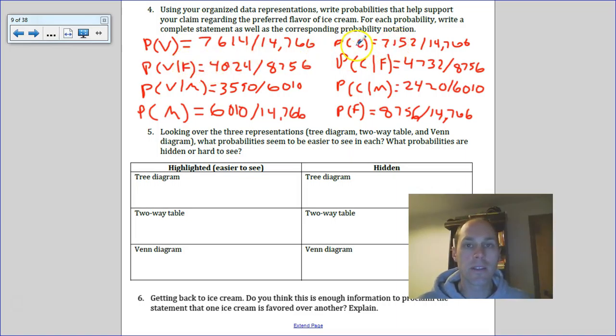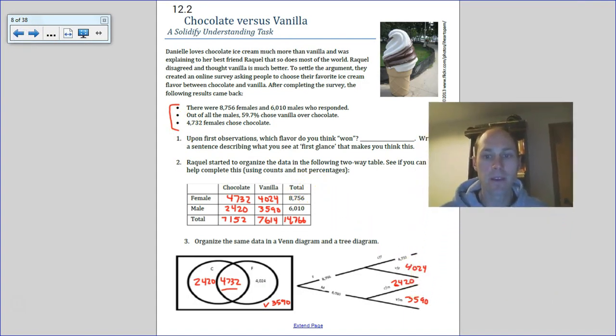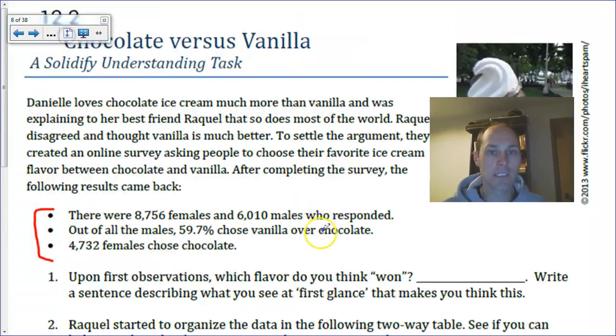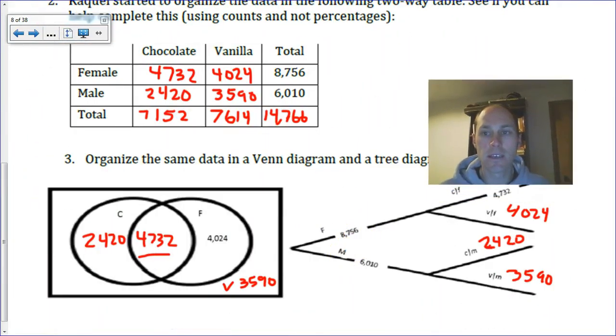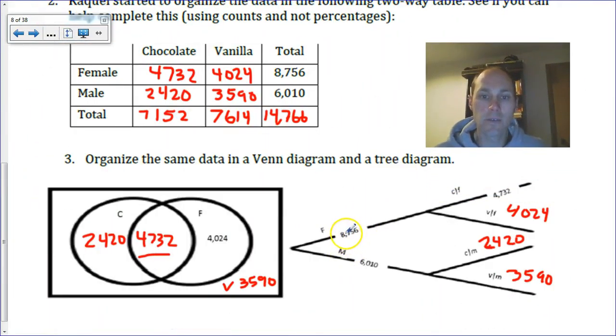But you can take a look at them and determine maybe which ones were easier to see. So taking a look at some of these, maybe you had some more, but which ones are easy to see on the tree diagram? Well, on the tree diagram, I think it was easy to tell the females. You can quickly see that information.